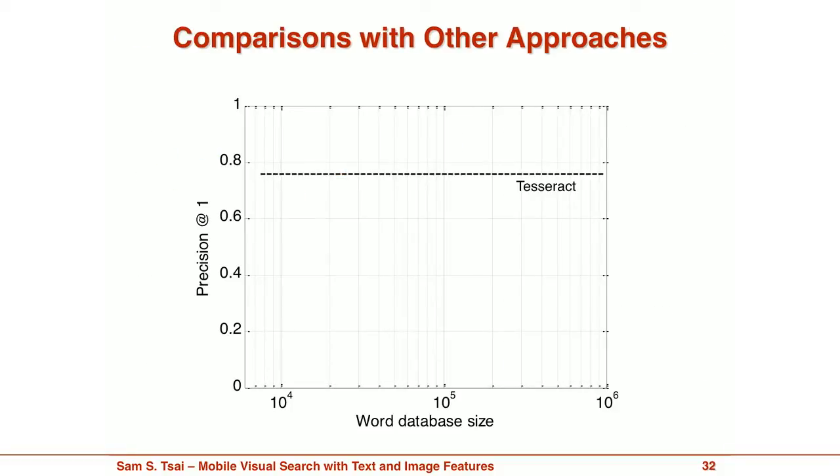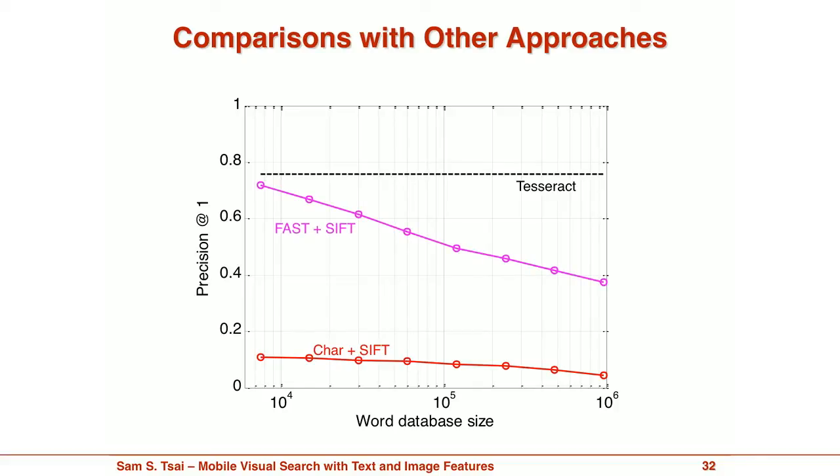Here we show comparisons with other approaches. Since we're working with word patches, we could use OCR to recognize the text. We show as reference in the black dashed line the performance of Tesseract, which is an open source OCR engine. It has a performance around 76%. For other schemes, we change the database size to test its performance. At the bottom is the character SIFT approach, where you extract a SIFT descriptor from every character location. Because of its small amount of features, the performance is not that good.